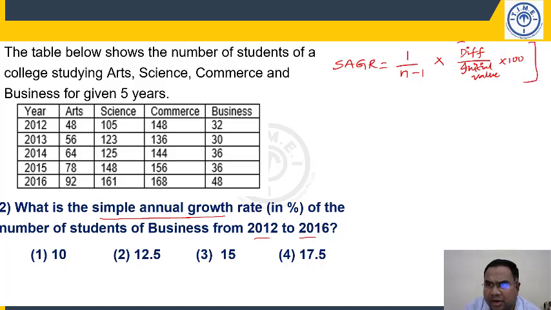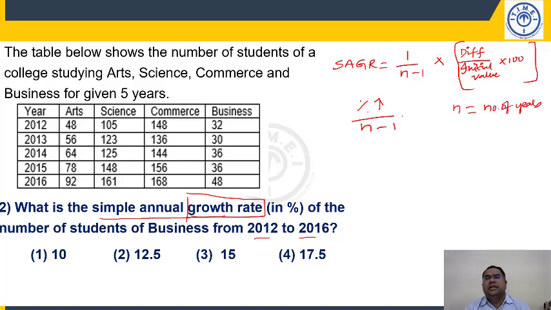Where is this formula we are using for? If I ask you the growth rate, it is nothing but, if it is increasing, I'll find the percentage increase, if decreasing, I'll find the percentage decrease. Basically, simple annual growth rate is nothing but percentage increase divided by n minus 1, where n is the number of years. You should know this formula. Percent difference by initial value into 100 is the growth rate, right? If it is increasing, I will find the percentage increase. If it is decreasing, we will find the percentage decrease. Simple annual growth rate means you have to divide by n minus 1, where n is the number of years.